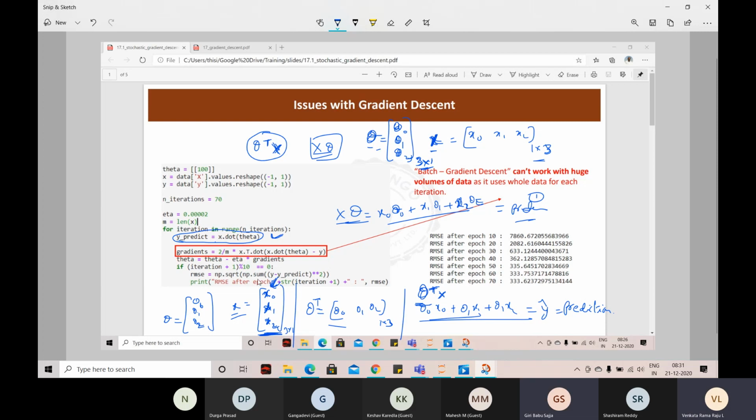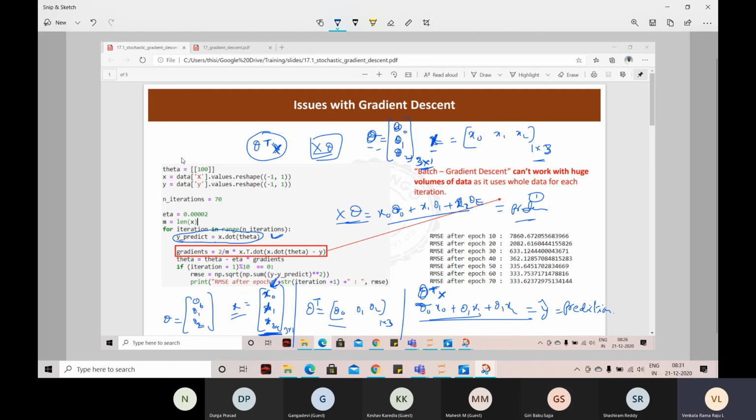Any questions? X dot theta in brackets. What is that particular part getting out of that, sir? No, this x is a NumPy array, right? In a NumPy array, we have a dot method. Correct, which actually does the matrix multiplication.